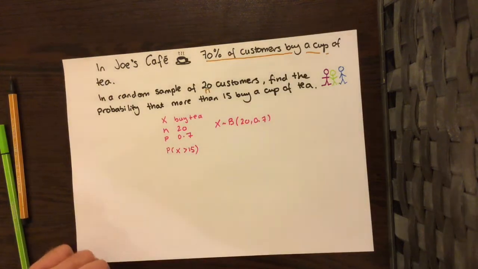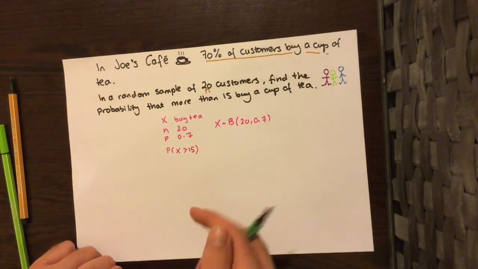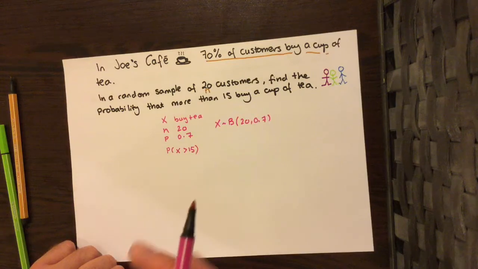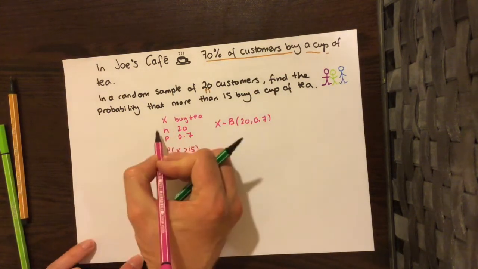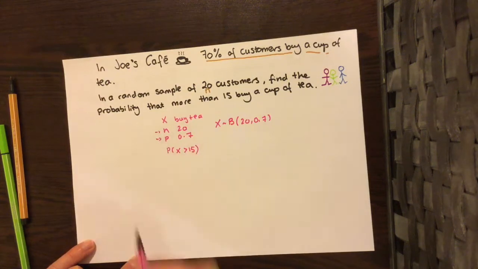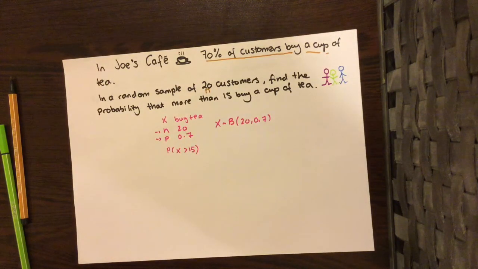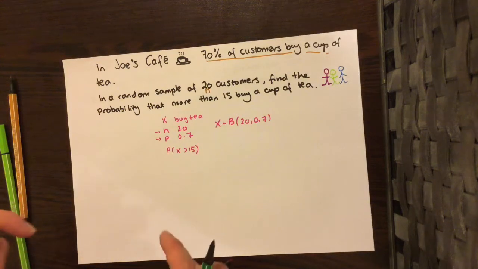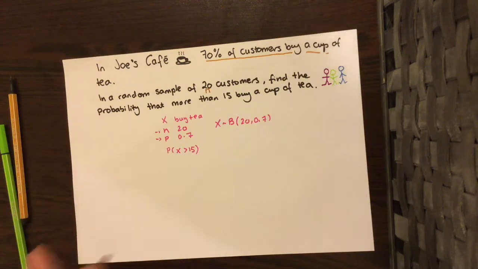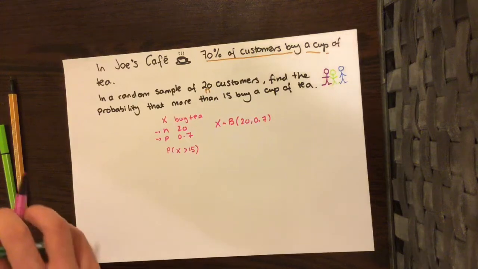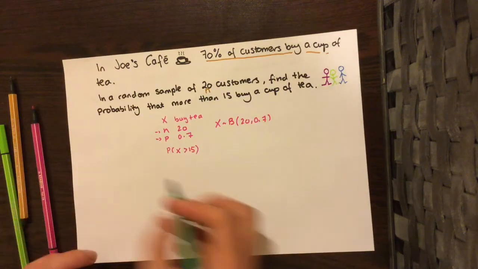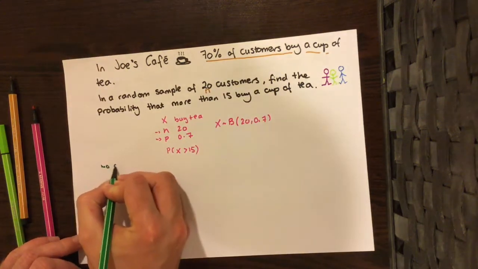Just do a quick check for me. Maybe pause the video and try and find in your booklet of values the values where N is 20 and P is 0.7. So hopefully you've actually paused it and had a look rather than just played along. You'd have seen that while there is a 20 section, there is no 0.7. So there's no 0.7 in the table.